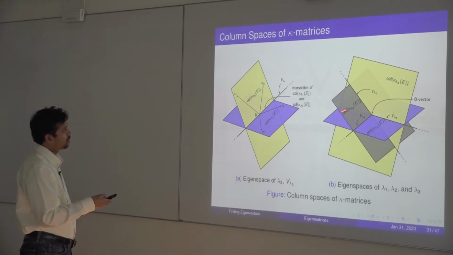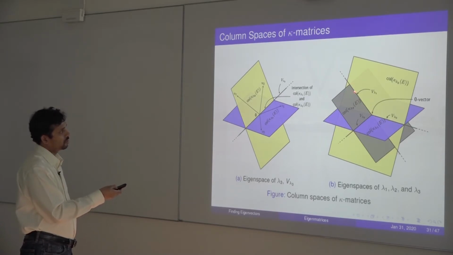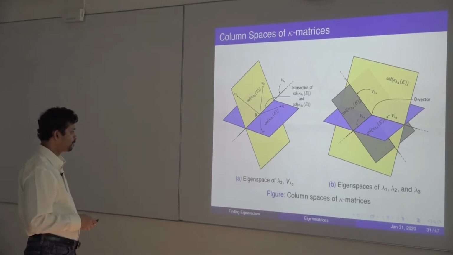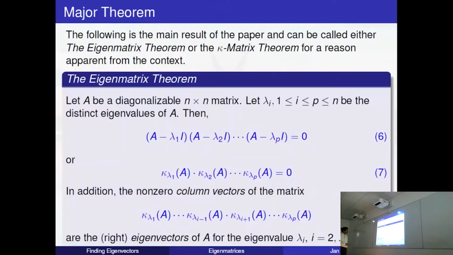And then you can see that if you have three such eigen column spaces, there's a common point and the 0 vector is sitting there. So that's the eigenvector for lambda 2, that's the eigenvector for lambda 3, that's the eigenvector for lambda 1. So the column space nicely explains the theory behind the eigenvectors. Okay, so let's move on.